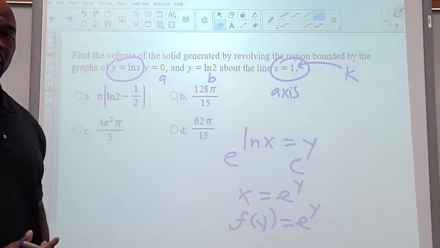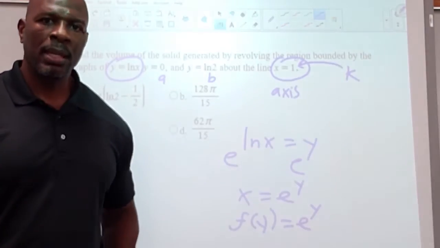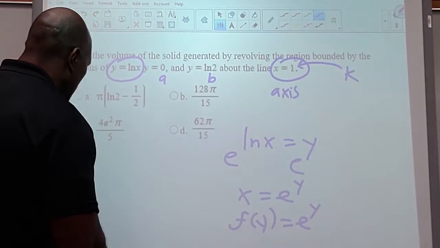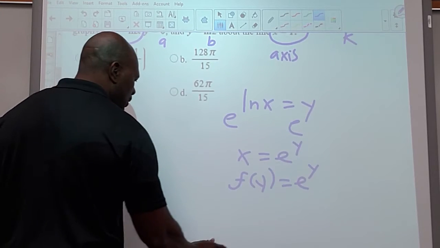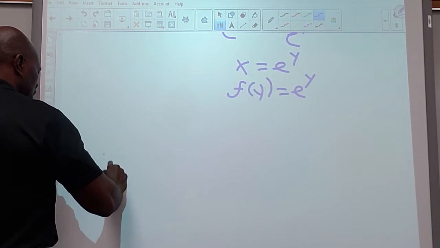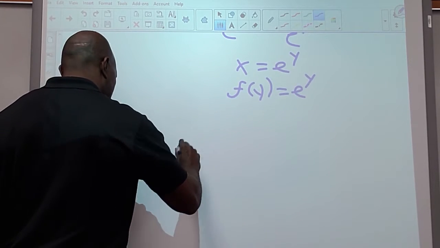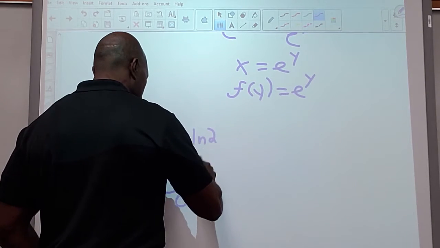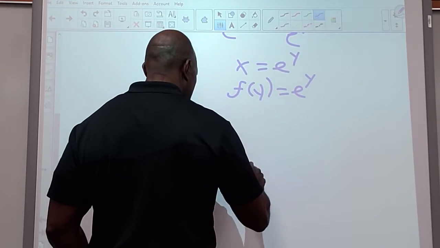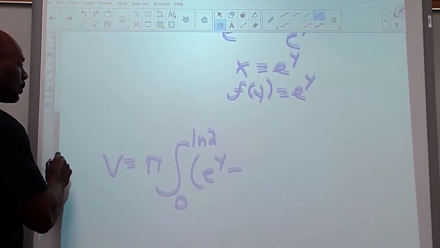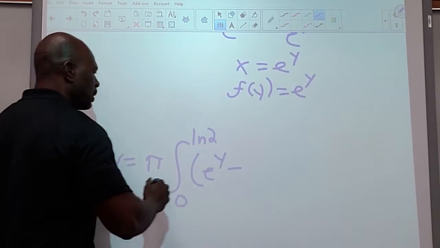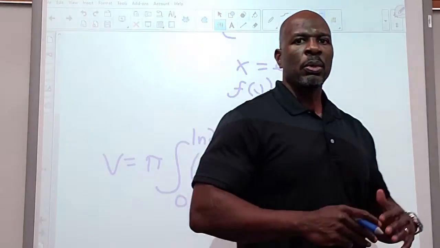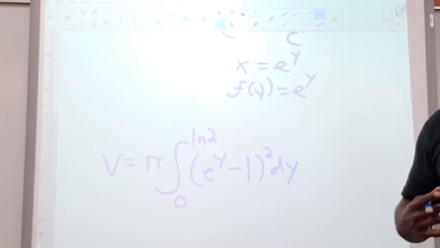All right, so now we know our f of y, we know our a, we know our b, we know our k. We're ready to put it together in the formula, integrate, evaluate, and obtain a sufficient answer. Okay, so V is going to be pi times the integral from 0 to ln 2 of (e to the power of y minus 1) squared dy. We want to never forget the pi when doing this method.